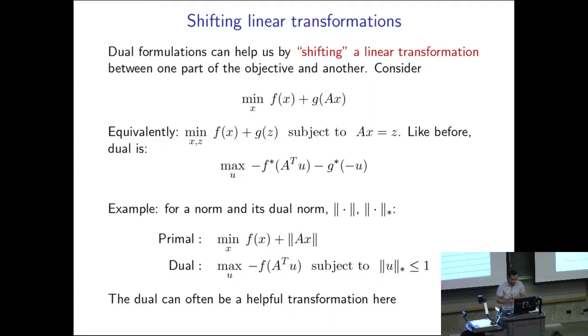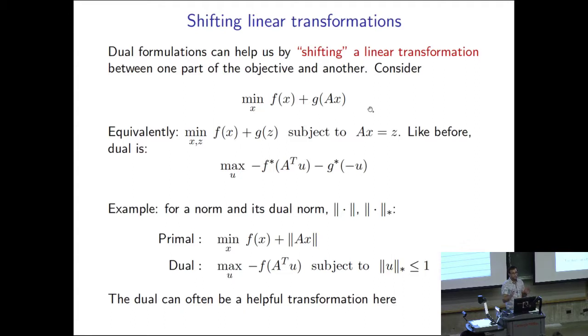One other thing that duals do for you, which is important to point out, is that you can use duality to shift the presence of a linear transformation between functions in your criterion. Suppose you had a problem that looked like minimize f of x plus g of Ax, and let's suppose it was really annoying to have g composed with A. This was a very hard term to deal with. Maybe g was non-smooth and A didn't have a nice structure, or both, and it's hard to optimize this.